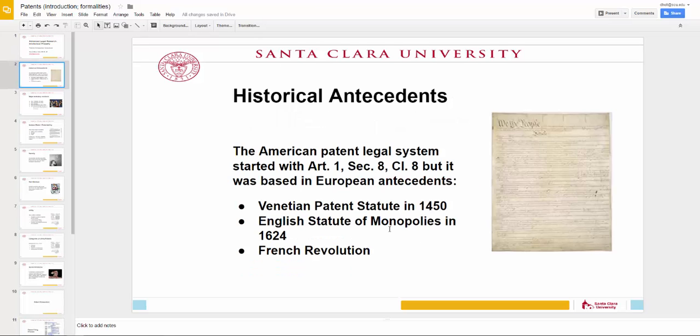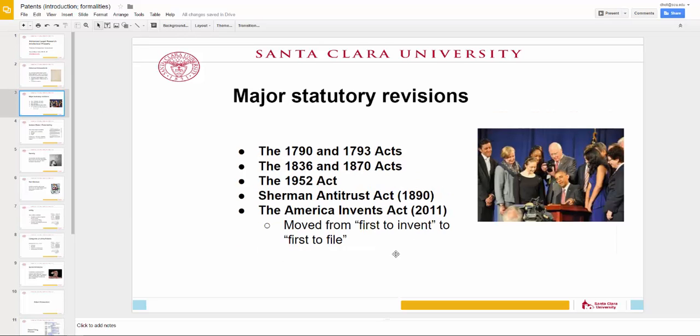As an introduction, let's very briefly go over the historical antecedents to the modern American patent legal system. There were developments in Europe as early as the 15th century that influenced Article 1, Section 8, Clause 8 of the American Constitution. Some of the major statutory revisions since then include the Sherman Antitrust Act from 1890 and most recently the America Invents Act from 2011. The America Invents Act is notable for having moved our system from a first to invent to a first to file.